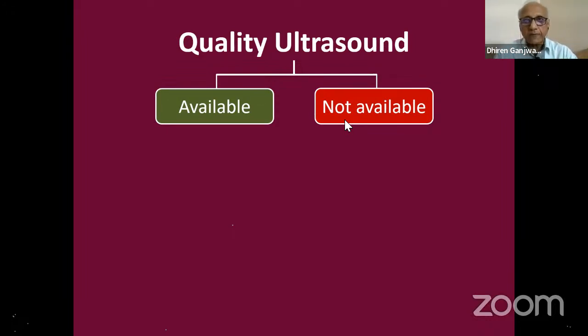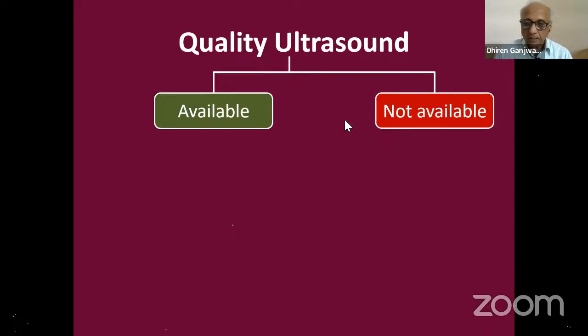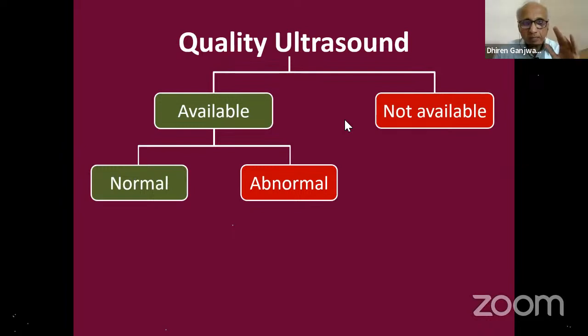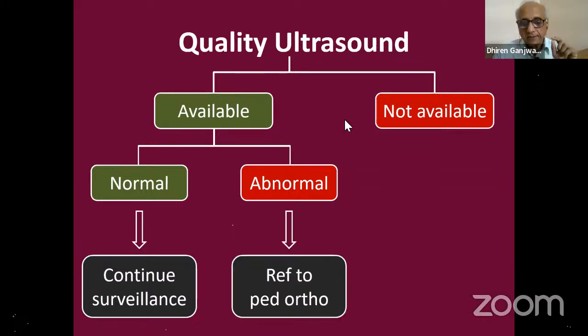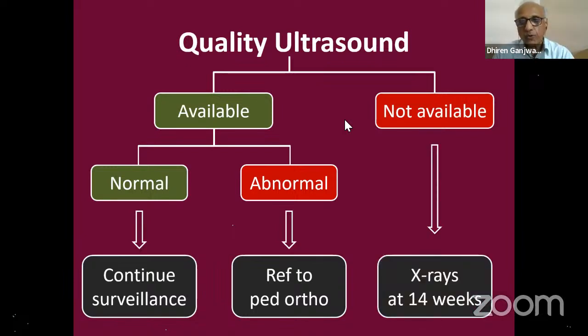If quality ultrasound is available, in that case we have to go for the test. Again, we have two possibilities: the test is normal or it may be abnormal. If it's normal, then it's good and we continue surveillance. If it is abnormal, in that case we have to refer the child to an orthopedic surgeon or pediatric orthopedic surgeon. However, let's take a second situation, which is common in India, that quality ultrasound is not available. In that case, we have to go for X-rays at the earliest, that is at 14 weeks or 3.5 months.